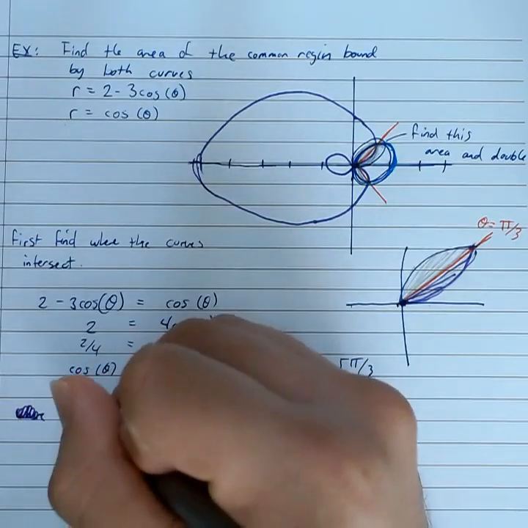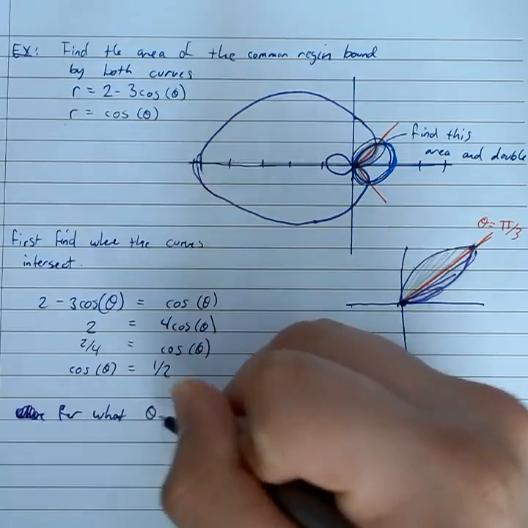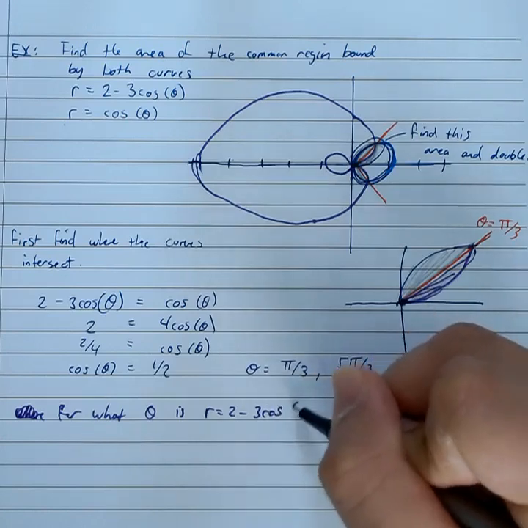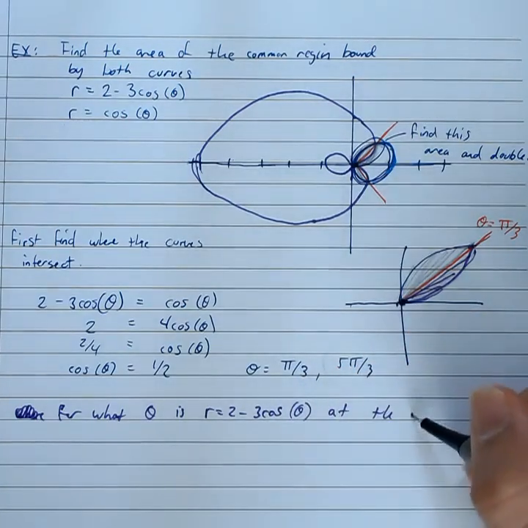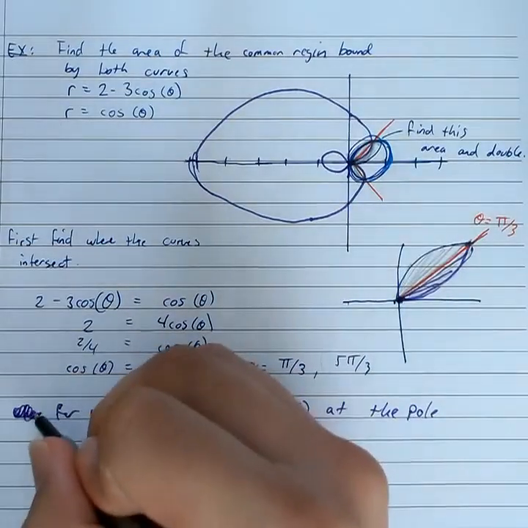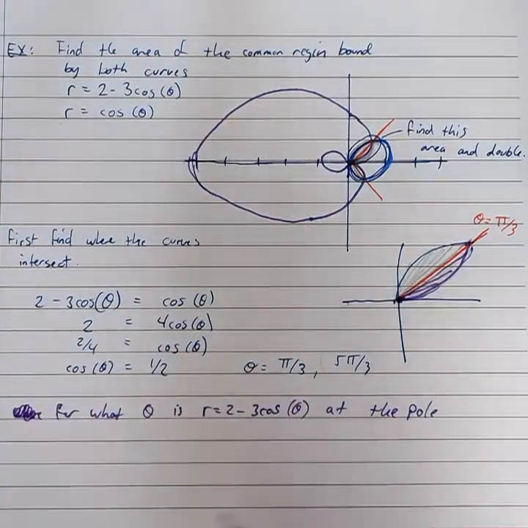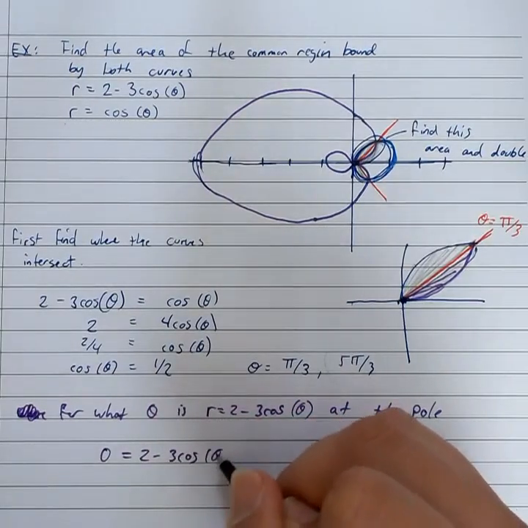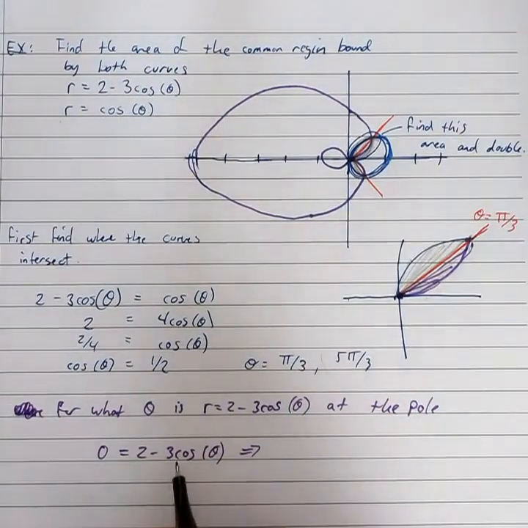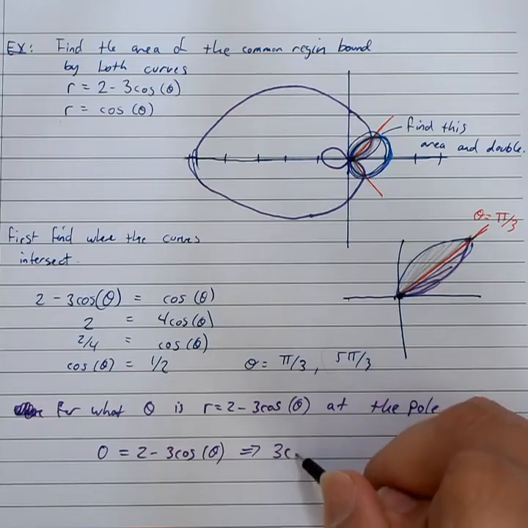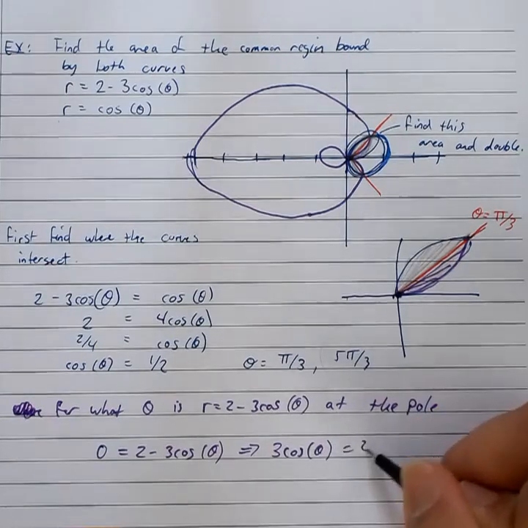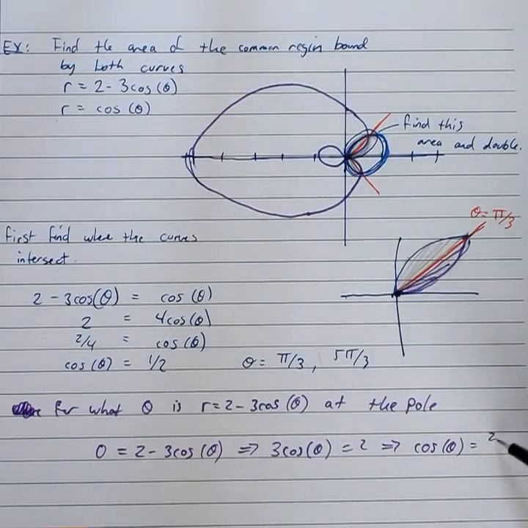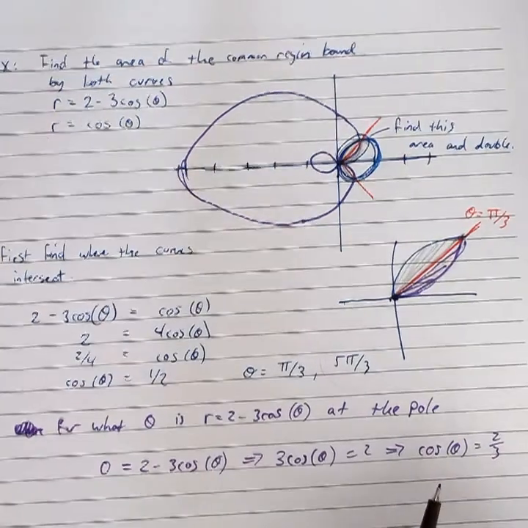Let's say, for what theta is r equal to 2 minus 3 cosine of theta at the pole? Well, remember, the pole is where r is equal to 0. So let's set r equal to 0. It's going to be 0 equals 2 minus 3 cosine of theta, which is the same as saying, let's add the 3 cosine of theta over to the other side: 3 cosine of theta is equal to 2, which is the same as saying the cosine of theta is equal to 2/3.